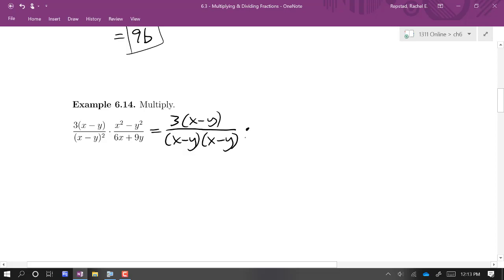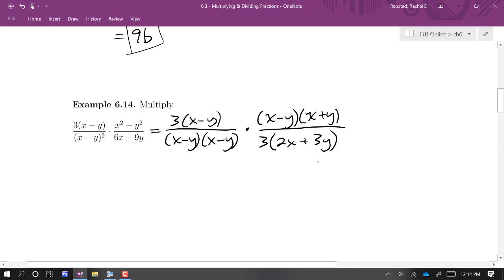You could leave it written as x minus y squared if you want, but I find it helpful to write it out like that. In the second fraction, on the top we have a difference of squares, so we've got x minus y times x plus y. This is over, let's see, now in the bottom we have a common factor. We can take out a 3. And then we're left with 2x plus 3y.